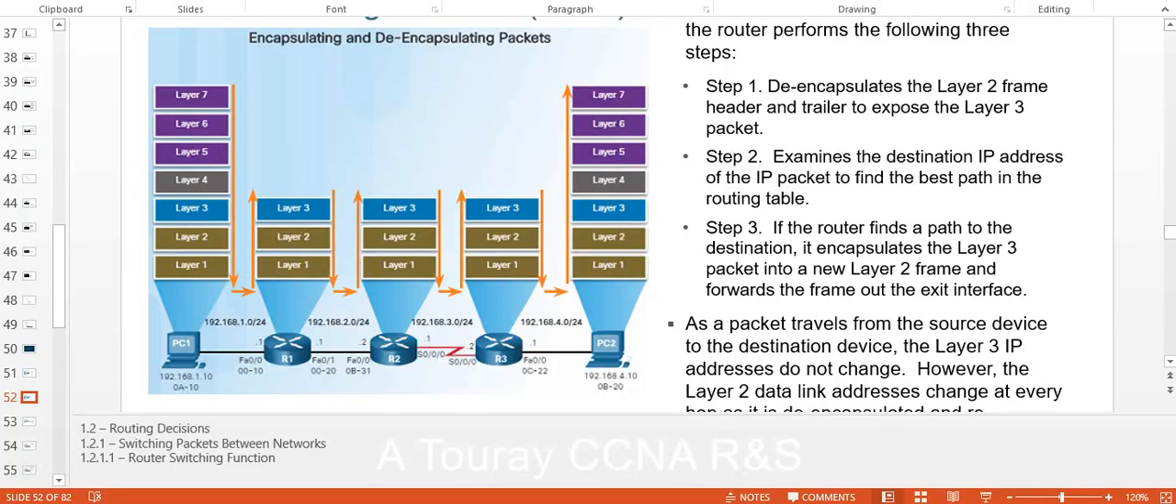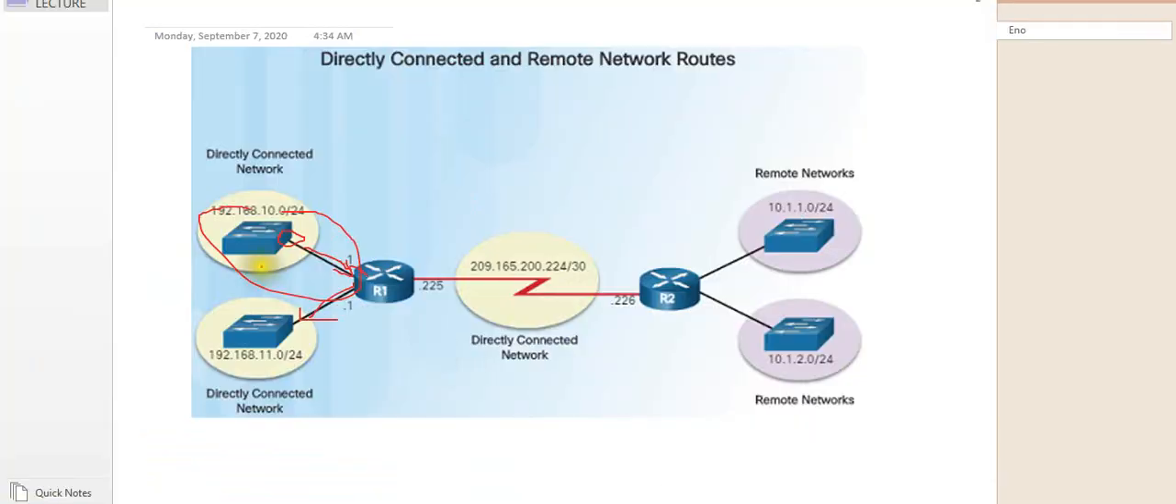The second thing is that the router will now examine the destination IP address of the IP packet to find the path in the routing table. Now I was just explaining this one. The PC here says, I want to send something, and I am the source. I have to send something right here, and that is my destination. Now the router would do one thing. It will receive this frame, rip it off, put it in a new packet, and then forward it to this interface, and it comes here.